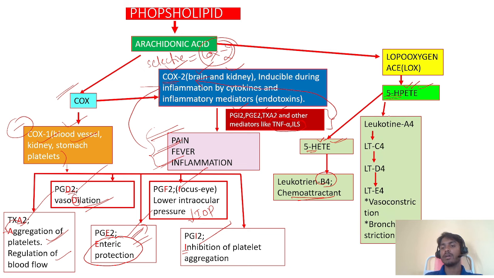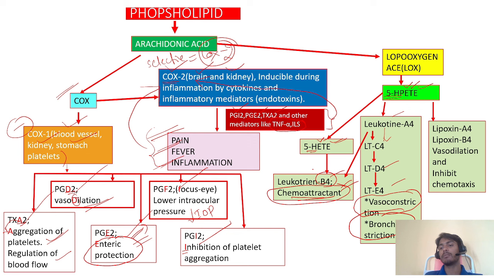Next, leukotriene A4. 5-HPETE can be converted into leukotriene A4, which is further converted into C4, D4 and E4. Their action is vasoconstriction and bronchoconstriction. Along with that, leukotriene A4 can be responsible for the synthesis of leukotriene B4, thereby it acts as a chemoattractant.